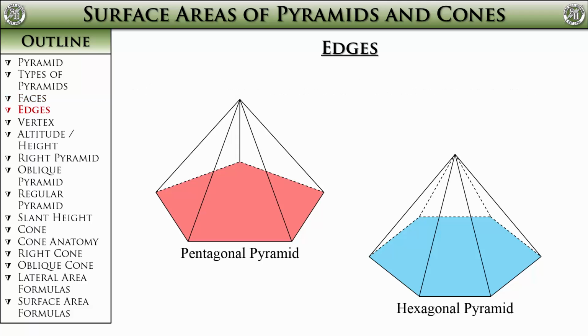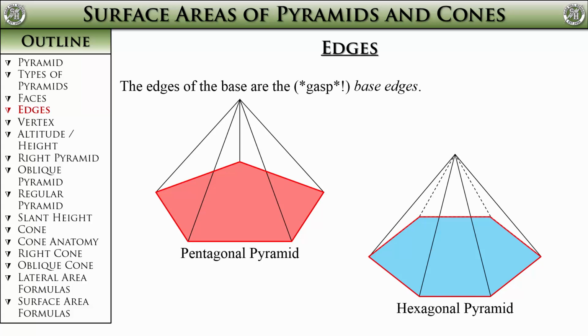Again, just like prisms, pyramids have edges. All of the black line segments are edges of this pyramid. The edges of the base are the base edges. Where do they get these names? I have highlighted the base edges in red here. The other edges are the lateral edges.